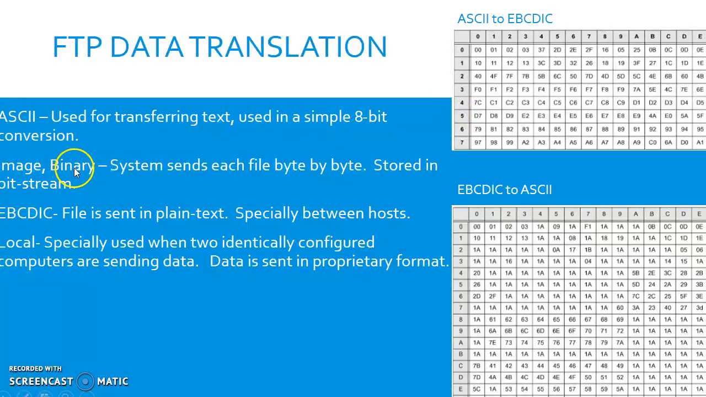The next is image or binary mode. In this method, the system sends each file byte by byte, and it is stored in a bit stream. This translation can be used with any type of file. EBCDIC mode is used specially between hosts, and the file is sent in plain text. Local mode is specially used when two computers, which are set up identically, are sending data on a local network. Instead of having to convert the data to ASCII, data is sent in its proprietary format.